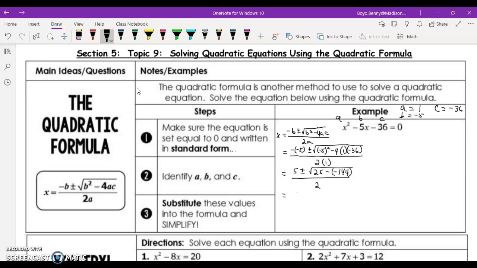All right. Not going to do anything with that 5. Still working on just simplifying this radical. So 25, let's see, I've got minus a negative here. So I'm going to go ahead and change that to a plus and a plus. And I'm going to add those two together. And when I do, 25 plus 144 is going to give me 169. All divided by 2.